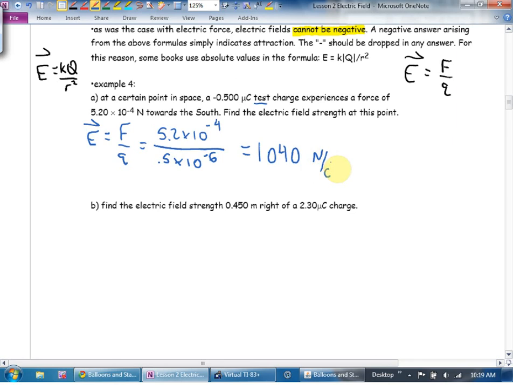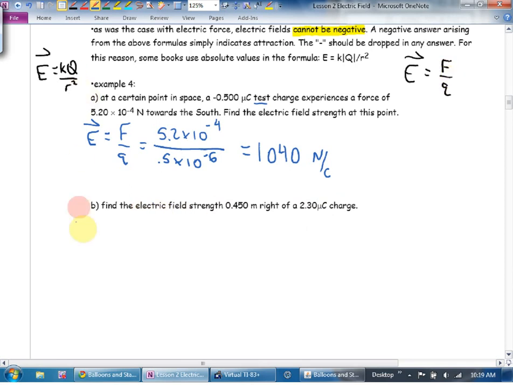B. Find the electric field strength 0.45 meters to the right of a 2.3 microcoulomb charge. Now, this charge here is the planetary charge. We're going to use this one. How do I know? They've told us to find the field strength to the right of this, so the other charge is not at the location we're talking about. I also know because they didn't give me a force, I have to use this one.